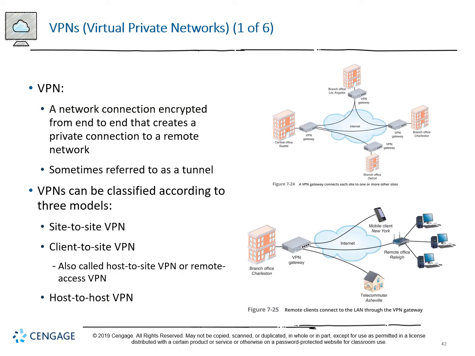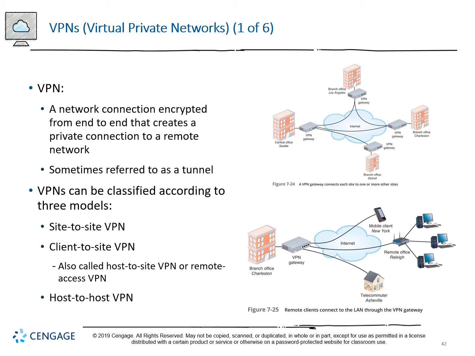VPN is where we create a remote connection privately from end to end, from a local host to a connection on site in a different area. Graphic 724 gives us a good indication of what this does. We have a central office in Seattle and three branch offices: one in Los Angeles, one in Detroit, and one in Charleston. Through the VPN gateways for each office, we have direct connections over the internet using tunneling to connect between sites as if they were physically contiguous.